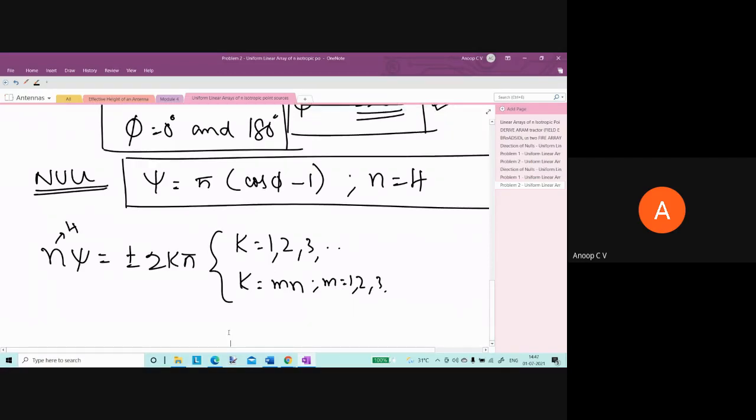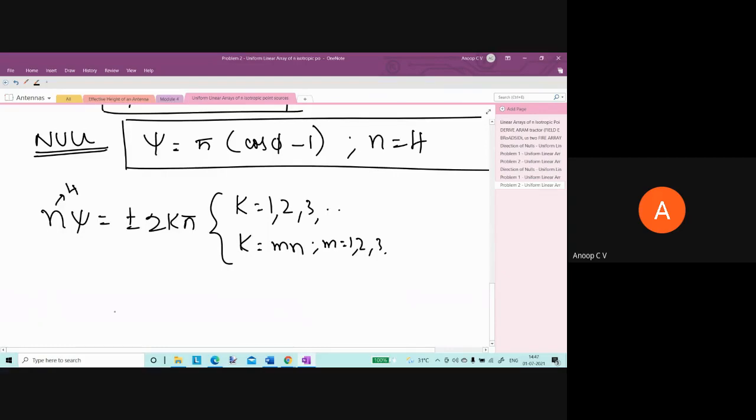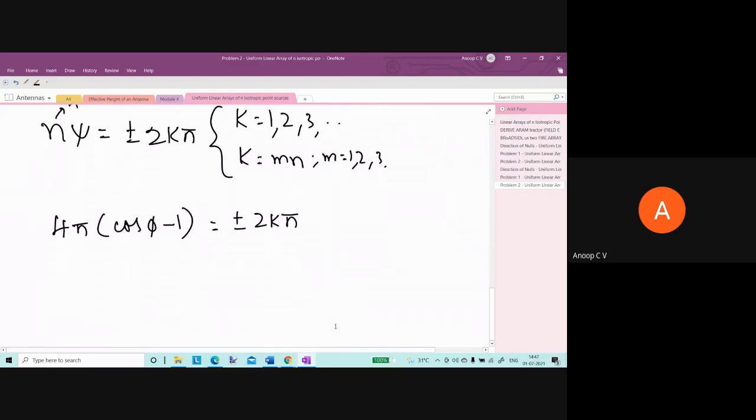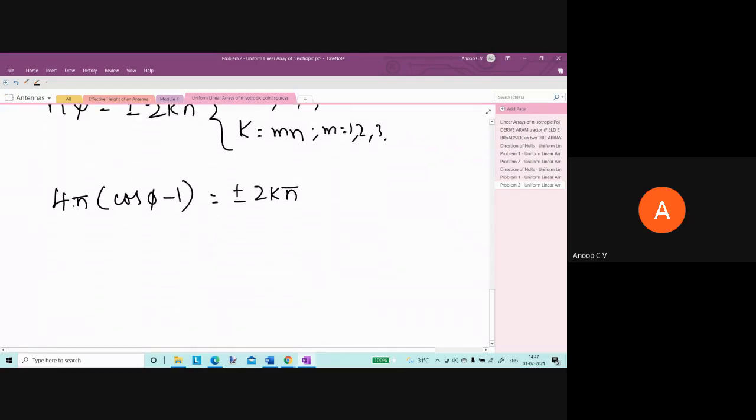Now, if we substitute the value of psi here, it is 4 times pi times cos phi minus 1 is equal to plus or minus 2 times k times pi. I'm not writing k should not be equal to again and again. So pi and pi will get cancelled. 4 goes to that side, so cos phi minus 1 is equal to plus or minus k by 2.